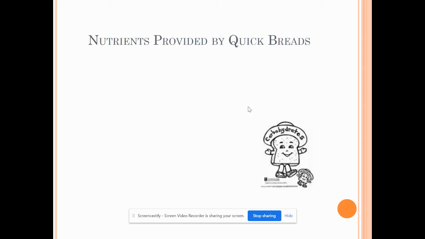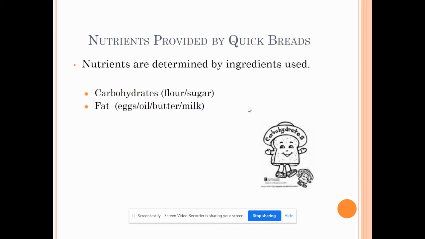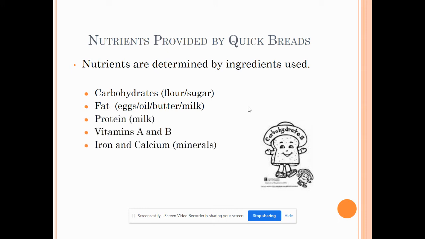We also like to discuss the nutrients that can be found in quick breads. So, depending upon what you're making, those nutrients are going to vary. But most of the nutrients that you will find are the six essential nutrients. So, the first one is carbohydrates. As you now know, carbohydrates are made up of starches and sugars. So, flour is considered to be a starch, and things like granulated sugar, brown sugar, powdered sugar are your sugars.